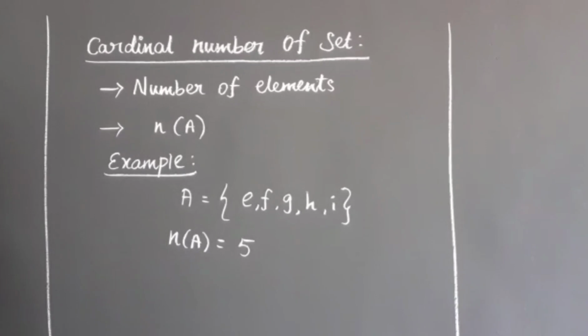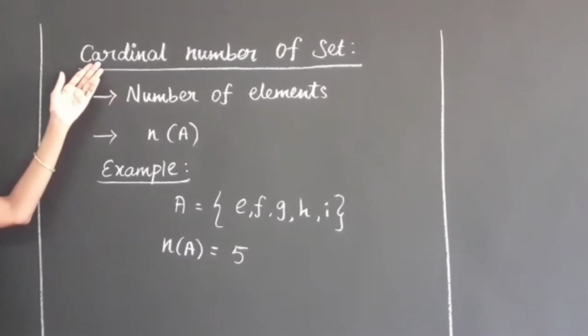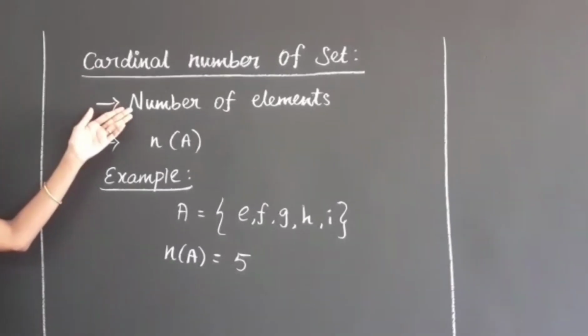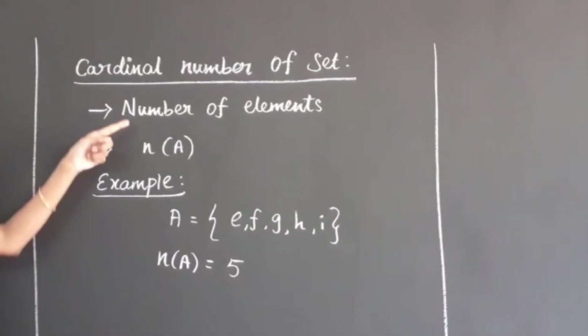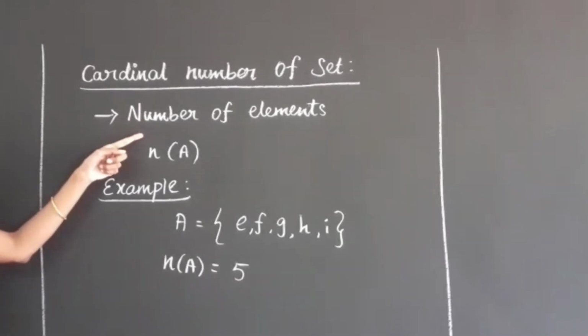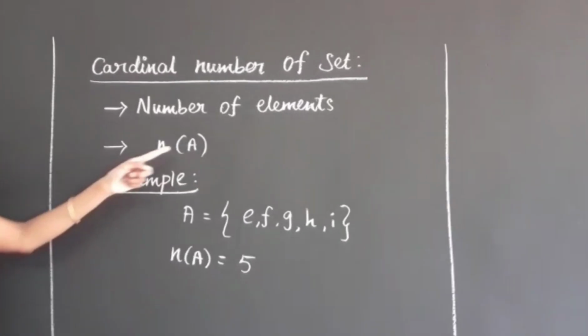Before going to the equivalent set, first know the cardinal number of a set. Cardinal number is nothing but the number of elements in the given set. Cardinal number of a set means the total number of elements in the given set. It is denoted by n(A).